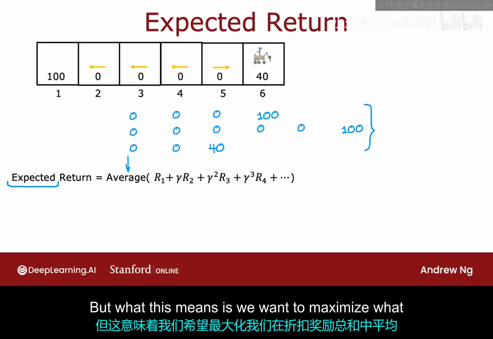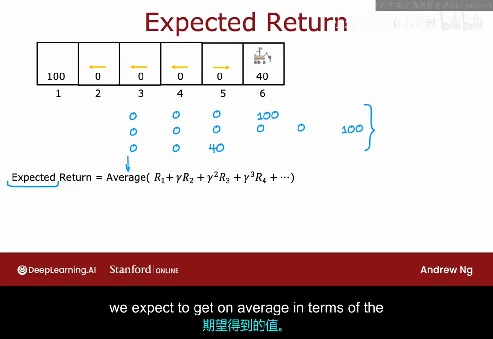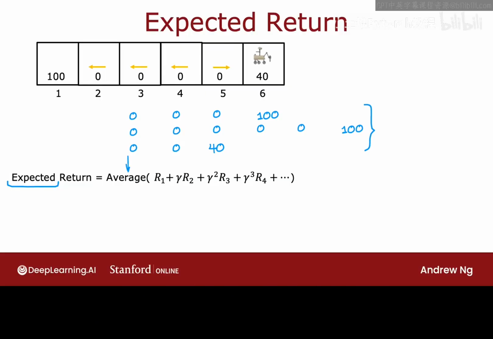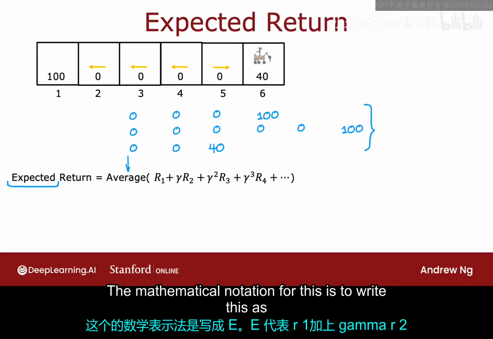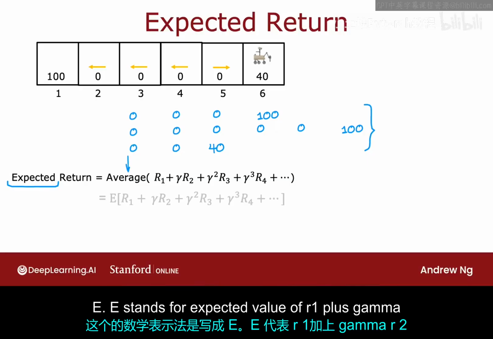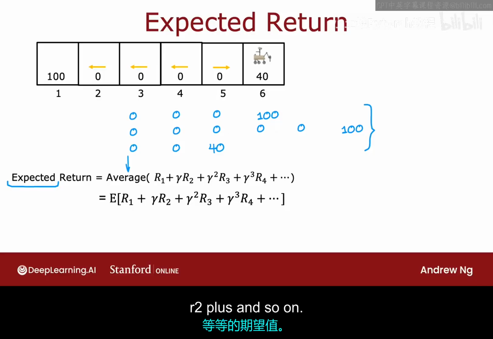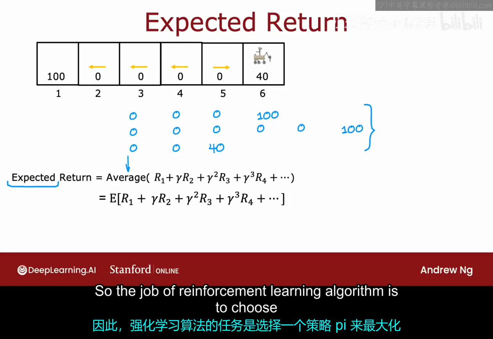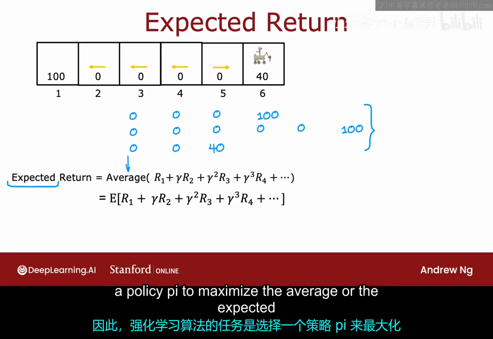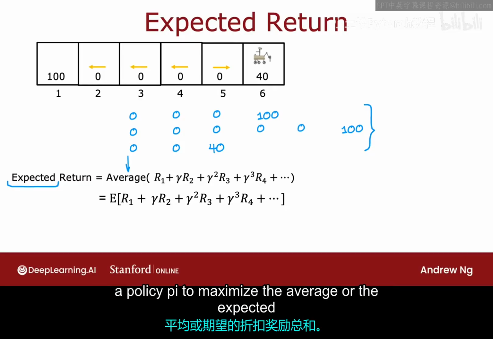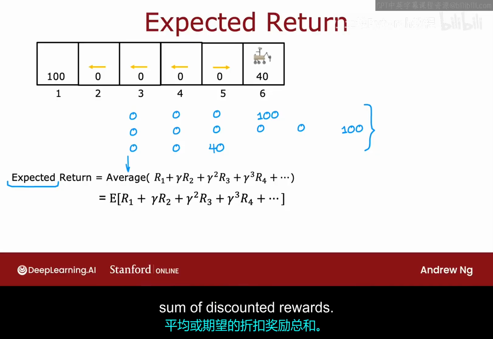In statistics, the term expected is just another way of saying average. But what this means is we want to maximize what we expect to get on average in terms of the sum of discounted rewards. The mathematical notation for this is to write this as E. E stands for expected value of R1 plus gamma R2 plus and so on. So the job of a reinforcement learning algorithm is to choose a policy pi to maximize the average or the expected sum of discounted rewards.